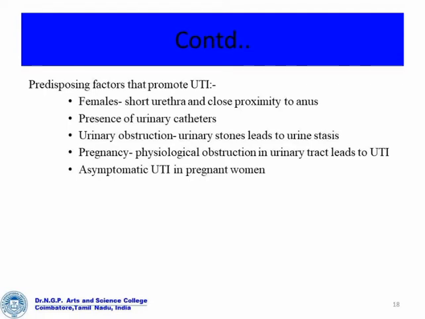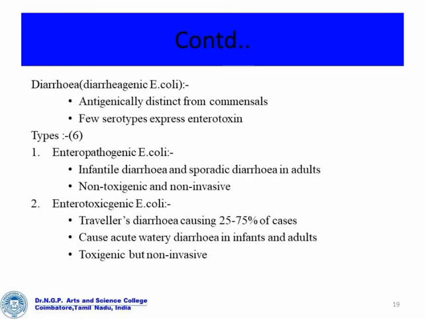Presence of urinary catheters, urinary obstructions as occurs in prostate enlargement and or urinary stones leads to urine stasis. And in pregnancy, physiological obstruction in the urinary tract due to the growing fetus may lead to prolonged stasis of urine. Asymptomatic urinary infection is common in pregnant women. And then diarrhea.